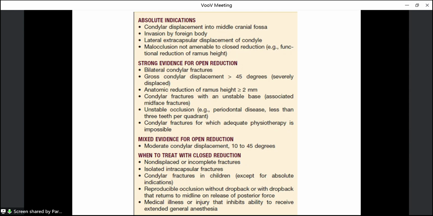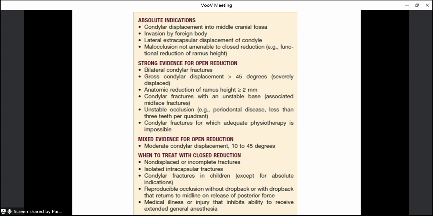These are absolute indications. The last one is malocclusion not amenable to closed reduction. Example, functional reduction of the ramus. Due to functional reduction of the ramus, if you have done the intermaxillary fixation but you could not get the occlusion, if the malocclusion is still there, then again you have to do surgery. Other than these 4 conditions, you don't have to operate. But in these 4 conditions, you must operate, whether it is a pediatric patient or an adult patient. But fortunately, you will not find such cases in practice. It's very rare.